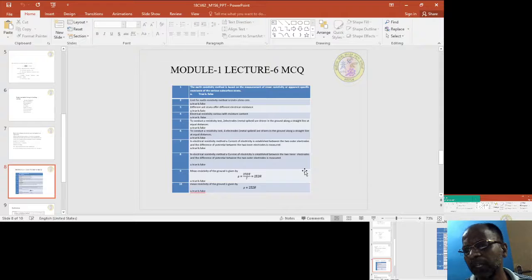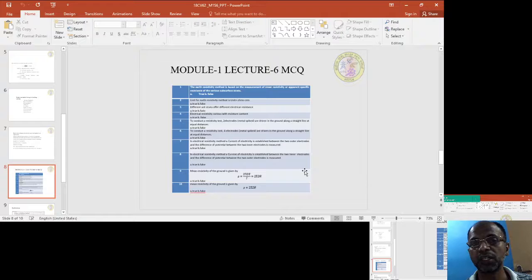Coming to the multiple choice questions. Based on today's discussion, I have formulated some multiple choice questions for easy understanding of the subject, and some other questions are uploaded in the LMS portal. You please go through that. Some of the typical questions are: number 1, the earth resistivity method is based on the mean resistivity or the apparent specific resistance of various subsoil strata. Whether this statement is true or false.